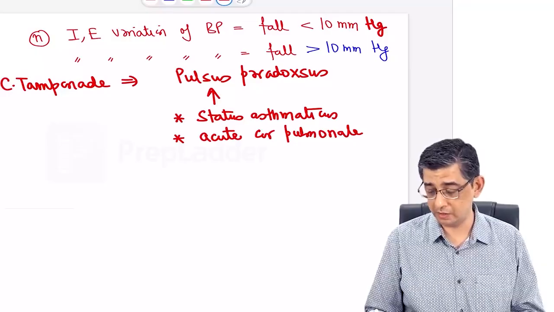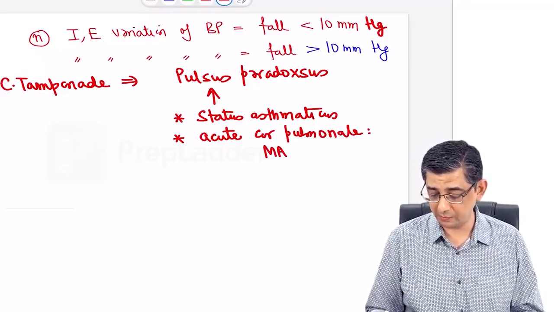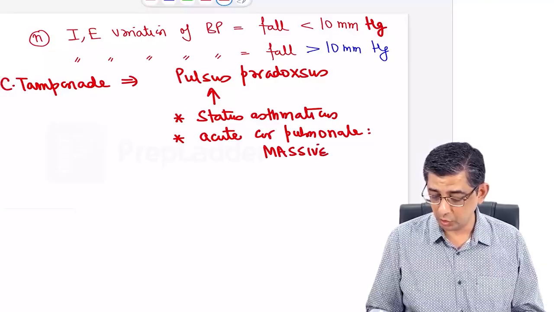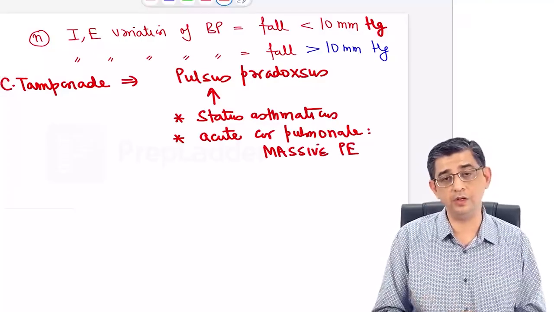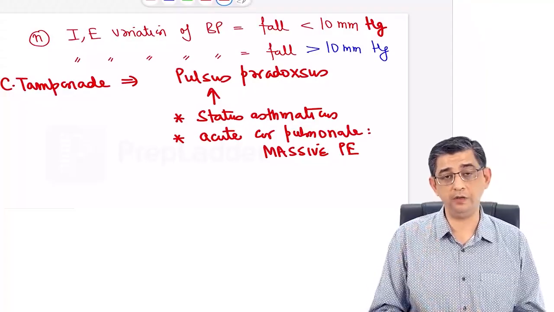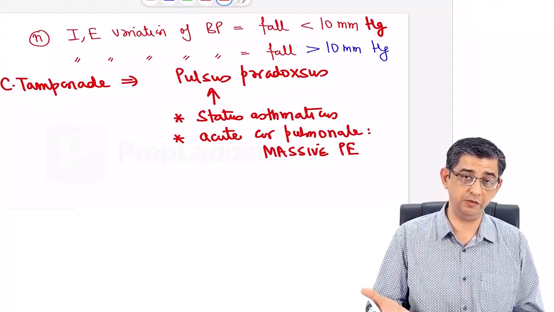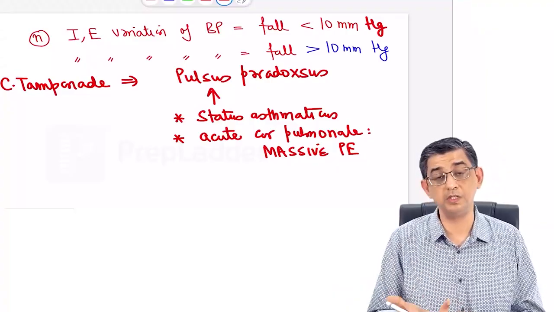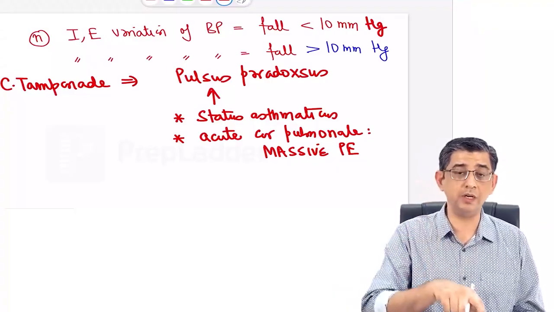Acute cor pulmonale occurs whenever a person is having a massive pulmonary embolism. This clot will block the pulmonary artery circulation. If you block the pulmonary artery circulation, hardly any blood will go towards the left, and therefore the BP will anyway crash and the pulse might totally disappear. The problem is in the right side of the heart.